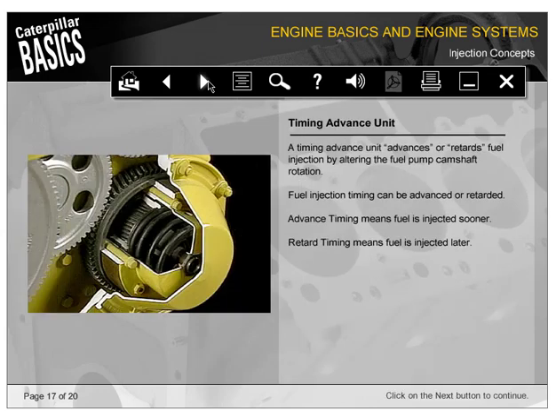A timing advance unit advances or retards fuel injection by altering the fuel pump camshaft rotation. Fuel injection timing can be advanced or retarded. Advanced timing means fuel is injected sooner. Retard timing means fuel is injected later.